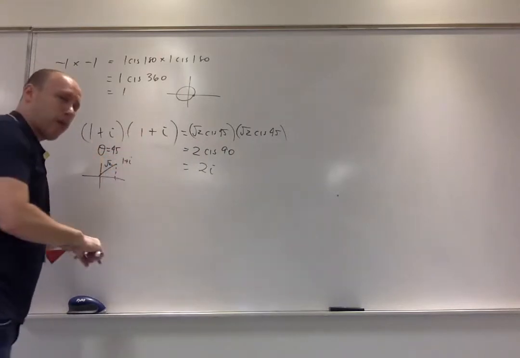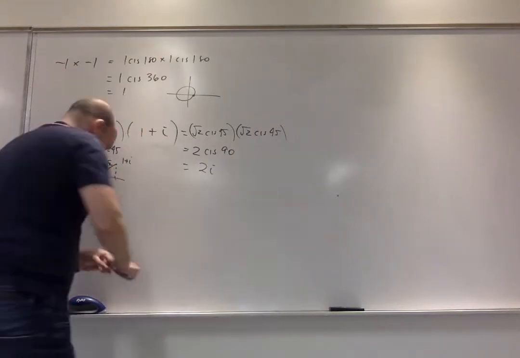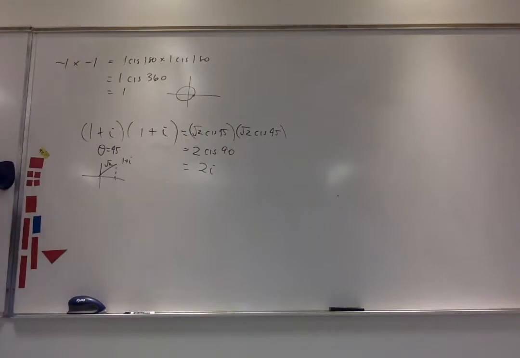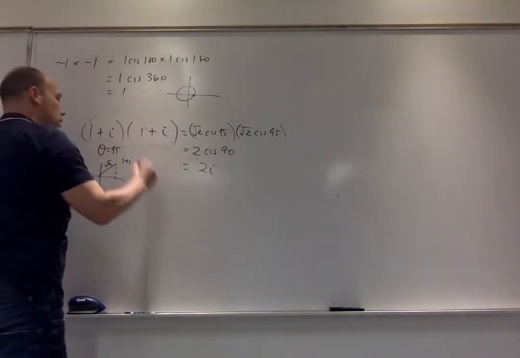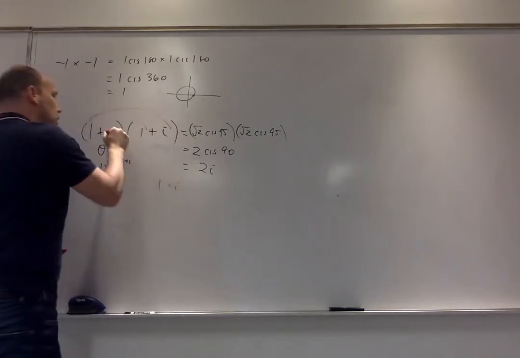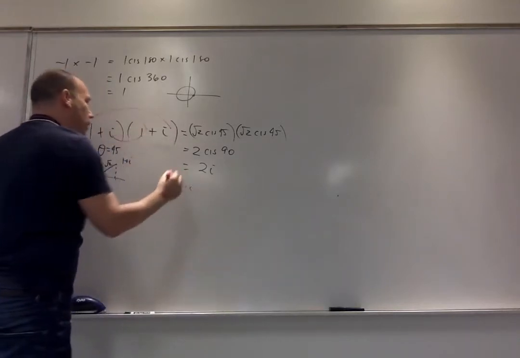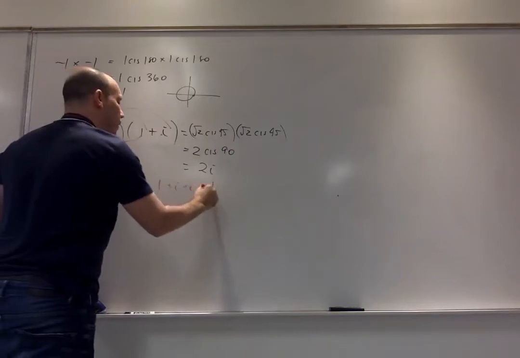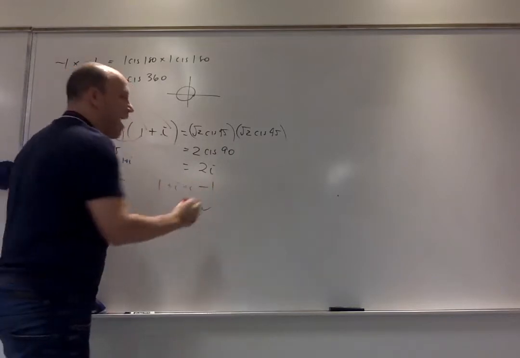Does that work out? Well, let's just check it. Let's see. i times 1, i. 1 times i, i. i times i, -1. So we get 2i. Nice.